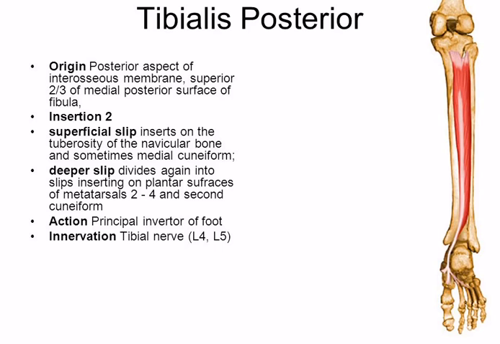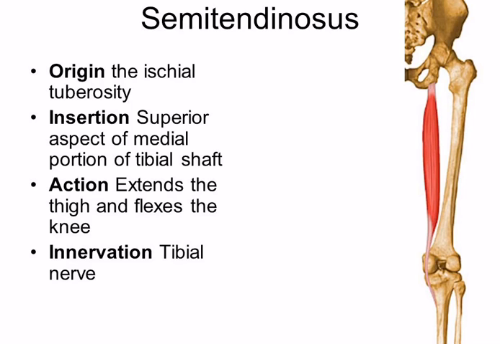Tibialis posterior. Origin: posterior aspect of interosseous membrane, superior 2/3 of medial posterior surface of fibula. Insertion: 2 slips. Superficial slip inserts on the tuberosity of the navicular bone and sometimes medial cuneiform. Deeper slip divides again into slips inserting on plantar surfaces of metatarsals 2 to 4 and second cuneiform. Action: principal inverter of foot. Innervation: tibial nerve, L4, L5.